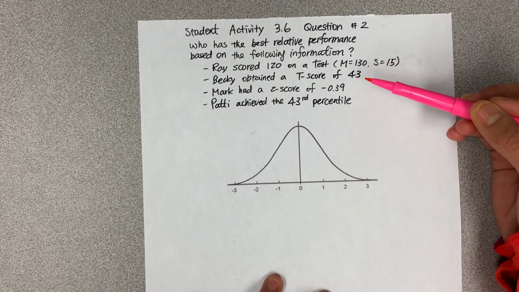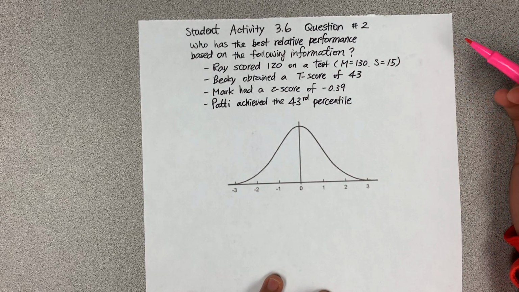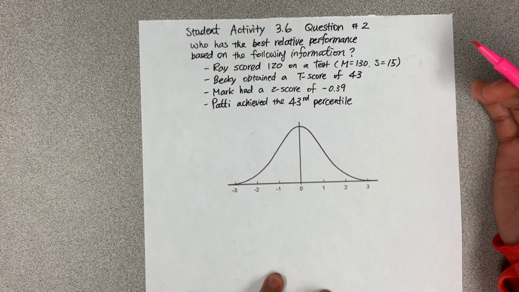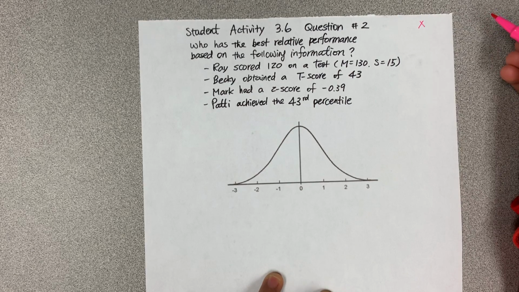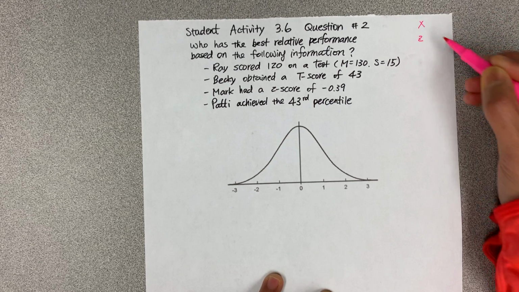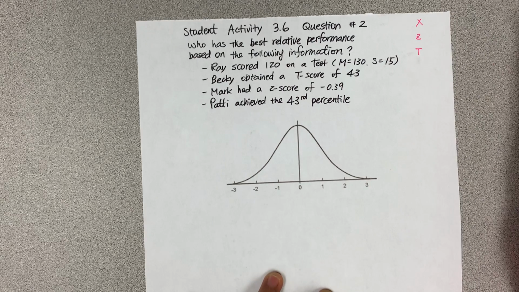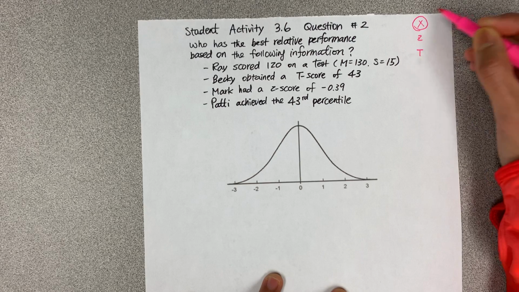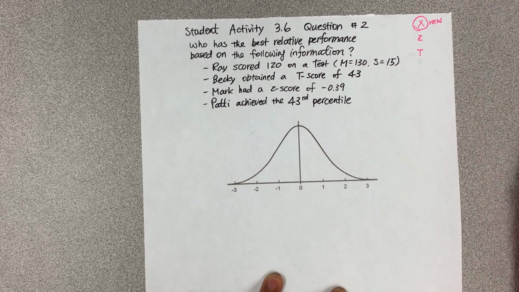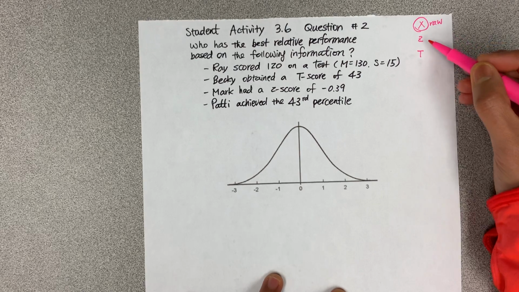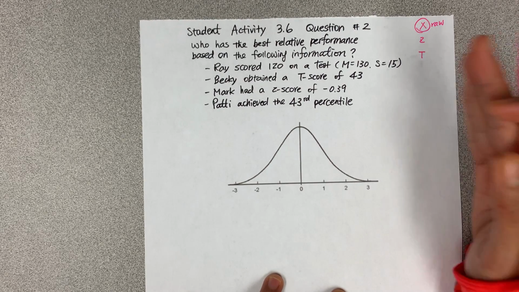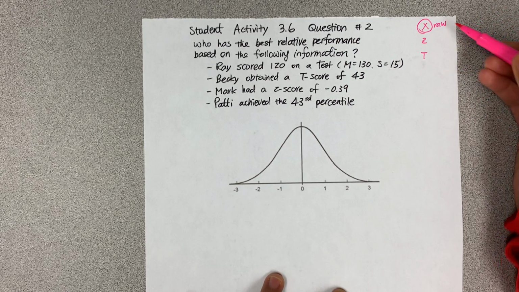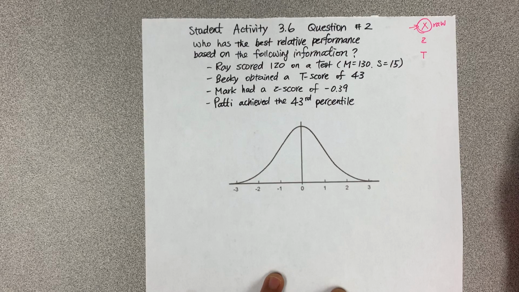To decide which person performed the best, the first thing you want to do is decide what you want to compare. Do you want to use the raw score, the z-score, or the t-score? For me personally, I like to use the raw score because I can just tell who is higher than who. The danger of using the z-score is the negative and positive, which can be a little confusing. I would suggest you use the raw score.